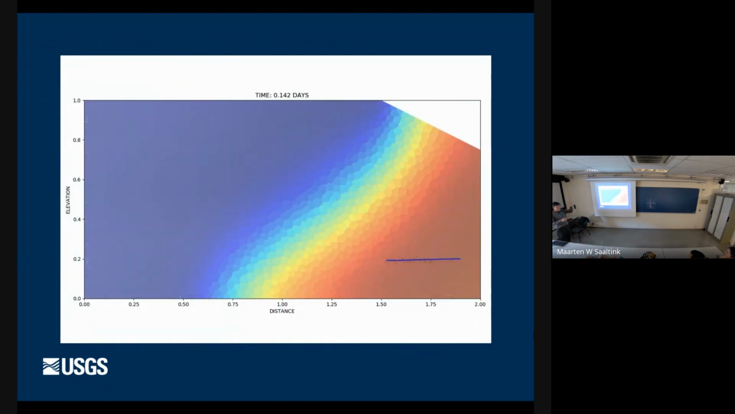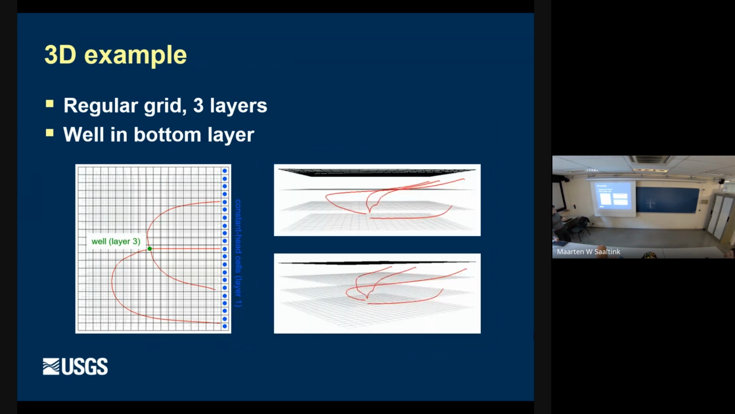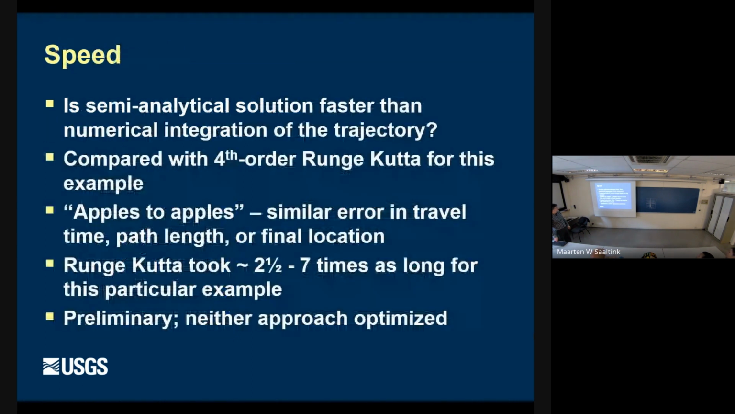And then here's just an animation of that, because it's nice to look at animations. So, three different particles. Here's another example, a 3D grid with 3 layers. There's a well in the bottom layer, and there are constant heads right here. And I honestly can't remember whether this is going that way or that way. But here it is, sort of from an oblique 3D view. You can see the particles passing through the different layers of the model. That's just to show you, yes, we can do it in 3D.